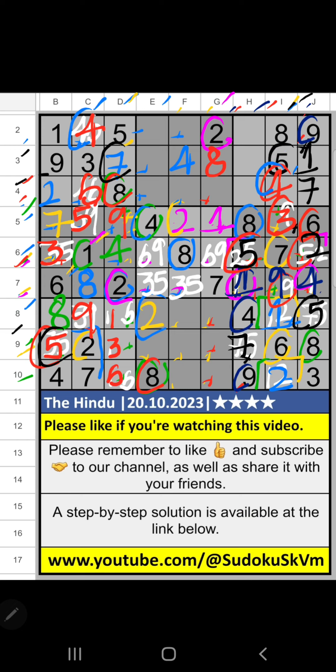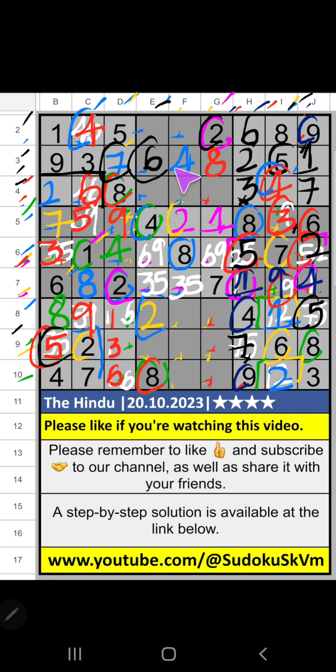Fourth row we have 2, 1, 6, so 2, 1, 6 can't come in this cell, it will come in one of these cells. Second row we have 2, so 2 can't come in the cell, 2 is confirmed here, then 6 is here. Then only one number is remaining, 3 is confirmed here. Then third row only one number is remaining, 6 is confirmed here.